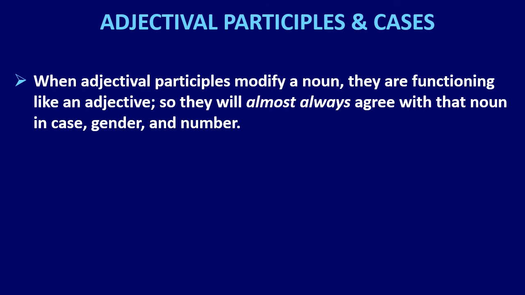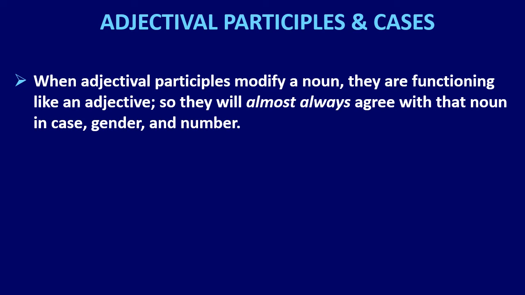Now let's go back to adjectival participles for a moment, because I want to clarify a further point about them and how to translate or interpret them. And that involves the issue of cases. So when an adjectival participle modifies a noun, that means they are functioning like an adjective. So in that case, they will almost always agree with that noun in case, gender, and number.